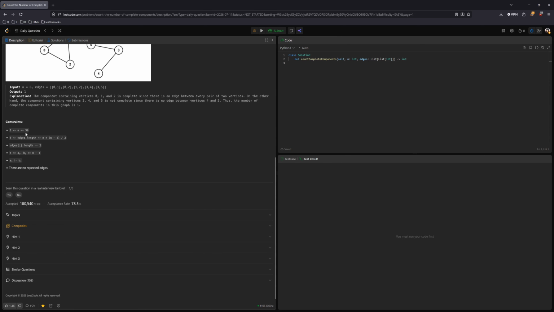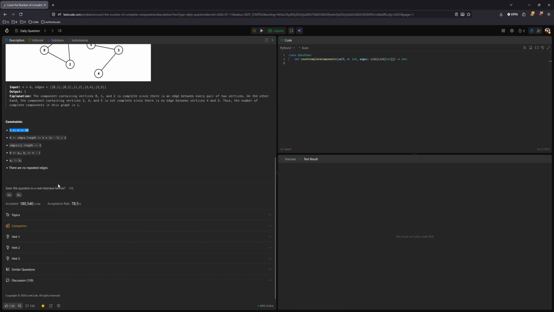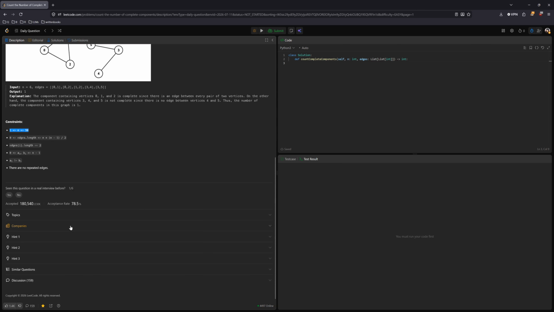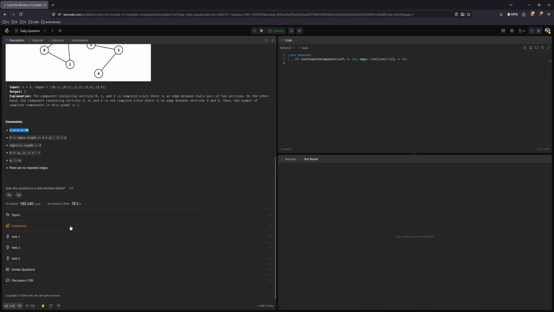Wait, the constraint says n can be up to 50? Is this the first of two? How can it be 50? Well, this should be an easy problem then, right? Should just brute force this. All right.